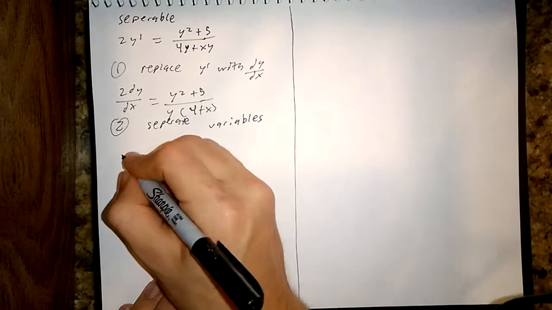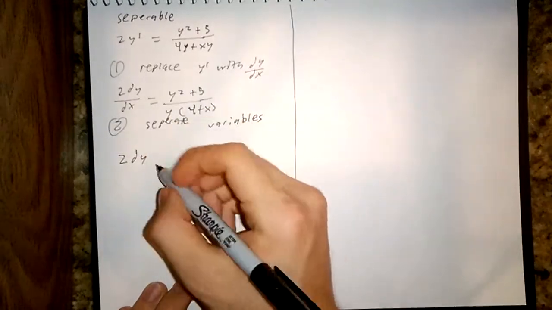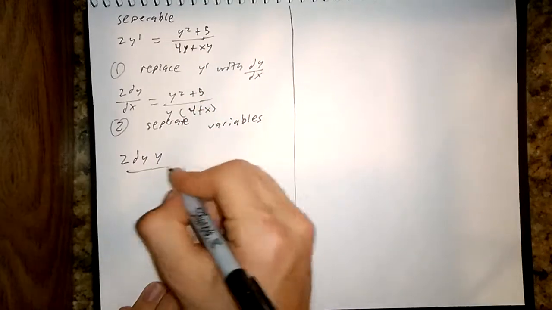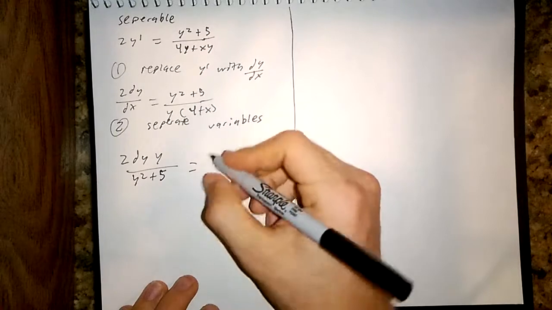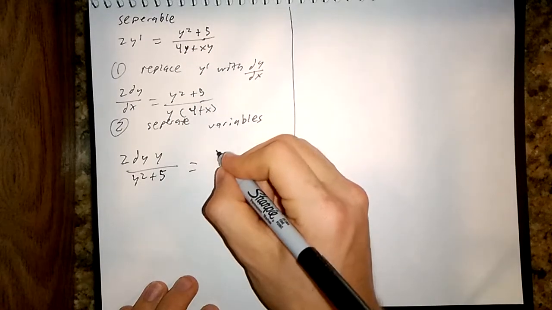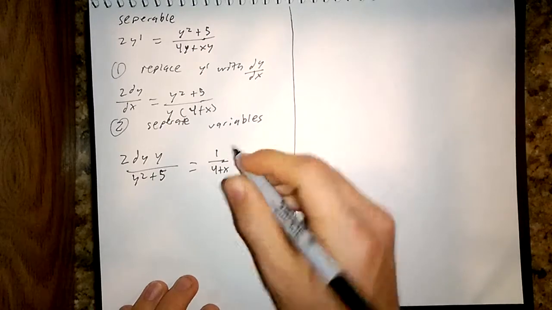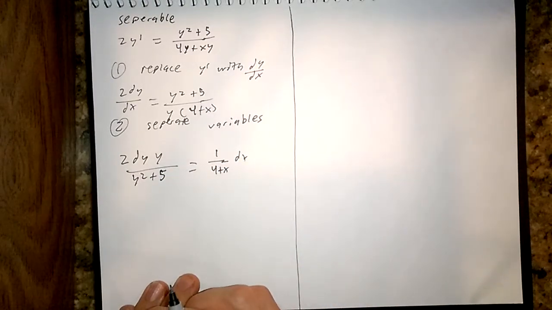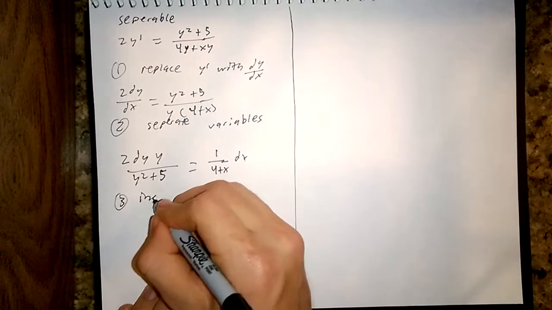Okay, so then we're left with 2 dy. We're going to multiply by y, divide by y squared plus 5. And then we're left with, on this side, 1 over 4 plus x dx. Okay, so as we can see, now the third step is we're going to integrate.